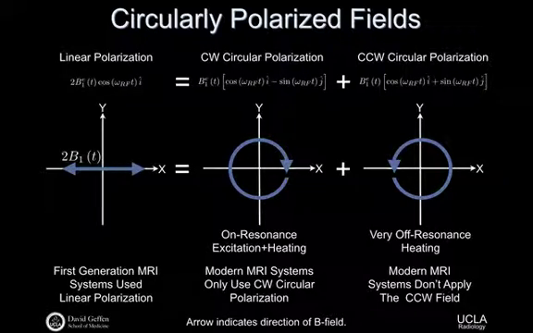So there's a lot less B1 going into the subject to have the same effect on the spin system itself. So it's on resonance, it excites, it contributes some heating, but we've basically gotten rid of all this heating stuff here, and it's this term that gives us equivalence to the linearly polarized field. Big point is that this is the field that we actually use, and principally because it's lower SAR.